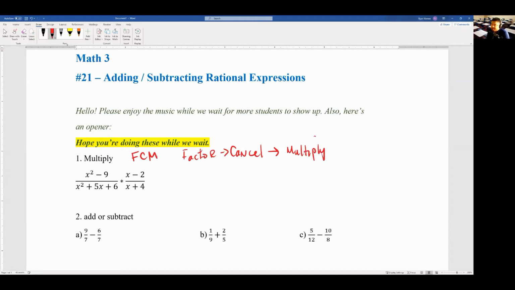In this order, specifically in this order, do not do any canceling until the first step is done. I will still see students attempting to do this, something kind of crazy. We're not going to do that.